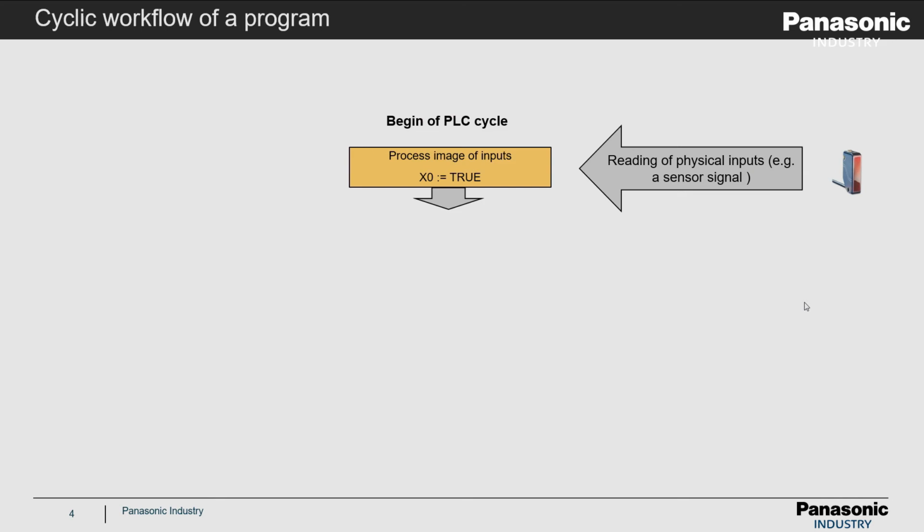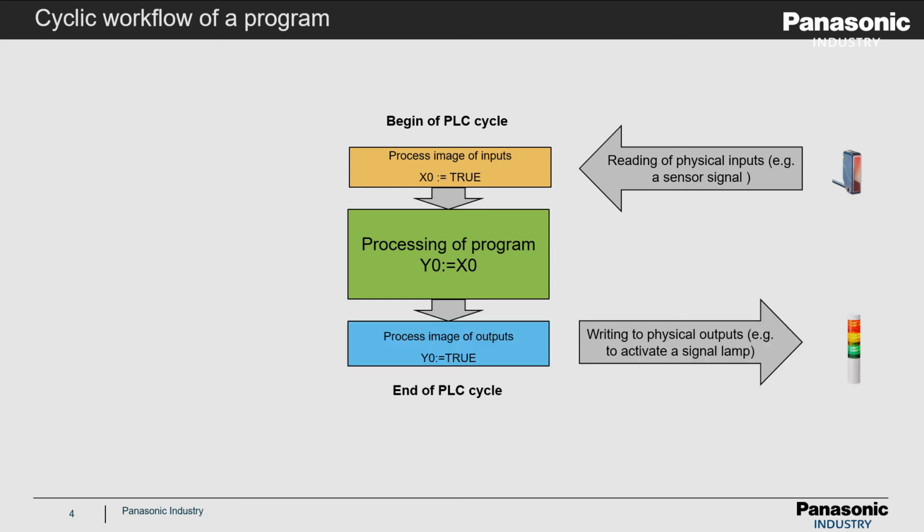First, this high signal of the sensor is read and is stored in the process image of inputs for one PLC cycle. One simple line of code is used in the PLC program to assign the value of input X0 to output Y0. The value of the output Y0 is saved in the process image of outputs. At the end of the PLC cycle, the high signal of output Y0 activates the signal lamp. After that, a new PLC cycle begins.